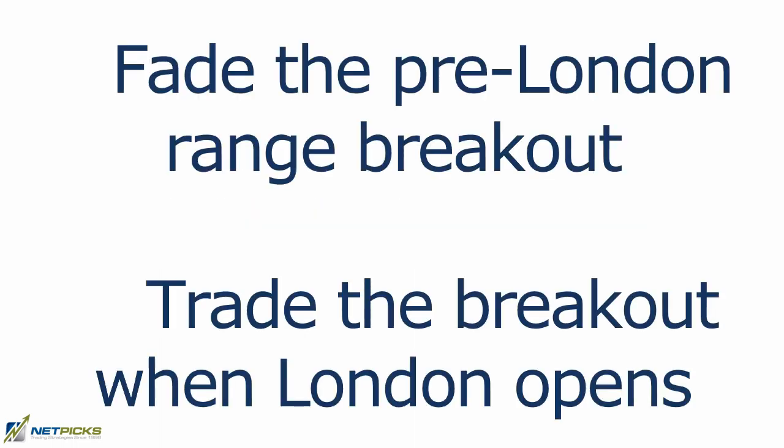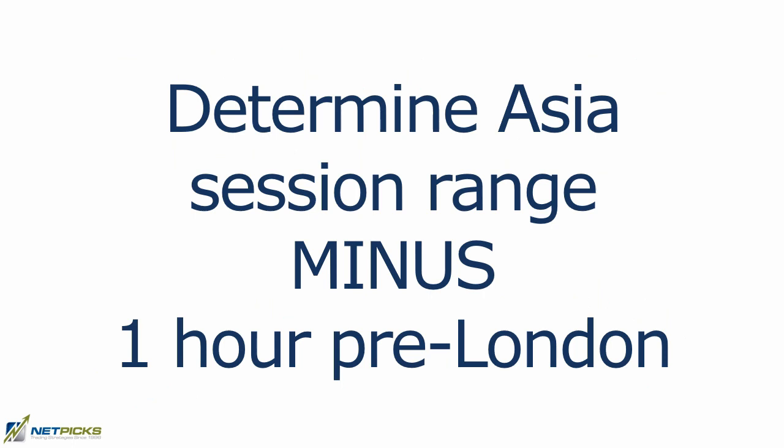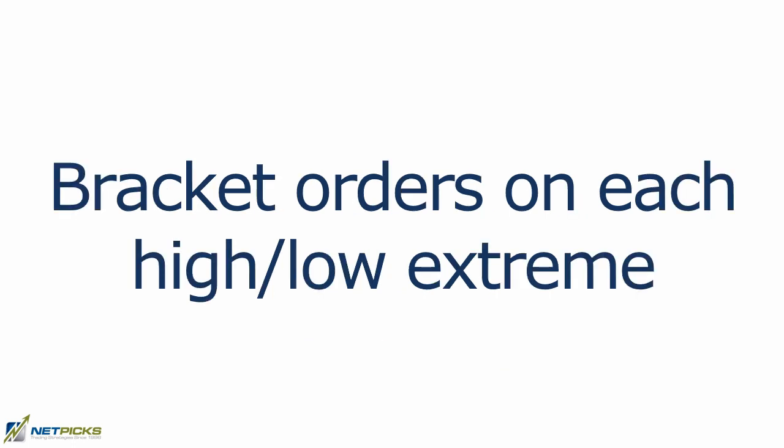So how do we trade it? There's actually two main methods to trade it. One, you can fade the pre-London range breakout, or you can trade the breakout when London opens. So with the first method, fading the range, it's going to require you to determine the Asia session range. We want to leave that last hour before London opens to see if there's a break prior to the opening. Okay, so this is going to require some kind of knowledge of price action, and you can easily acquire that. The second method is the standard bracket order with stop orders, and you go with the first one that's hit.